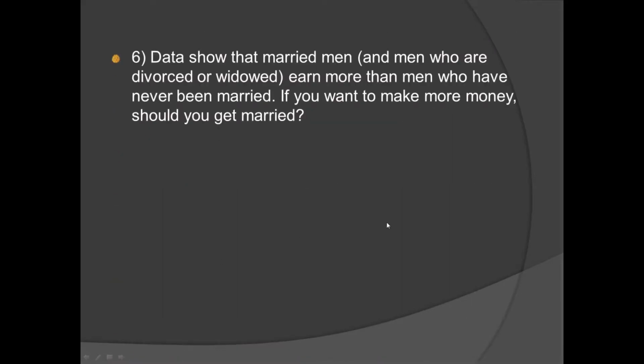All right, data show that married men and men who are divorced or widowed earn more than men who have never been married. If you want to make more money, should you get married? No, not necessarily, although I do struggle with this one. I had people say yes, because you're motivated to earn more money because women demand it of men. And this is not me talking, this was a girl who came up with this. So whatever. But I think the most widely accepted one was that it's more a factor of age. Older people tend to be married and they're also at a track in their life where they're making more money. I'm not sure about that one.